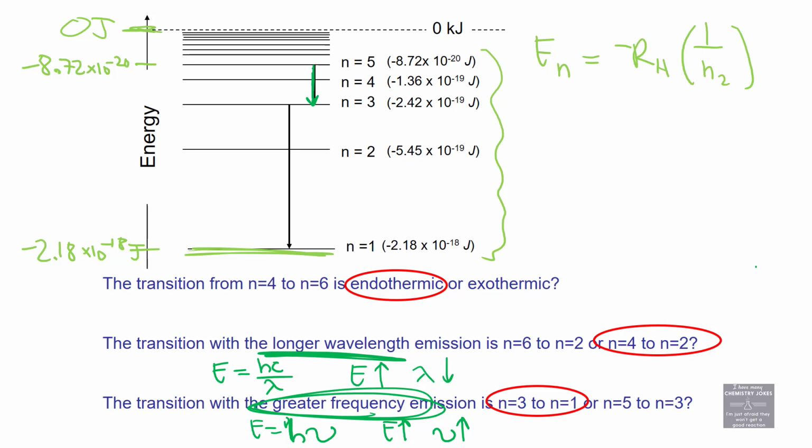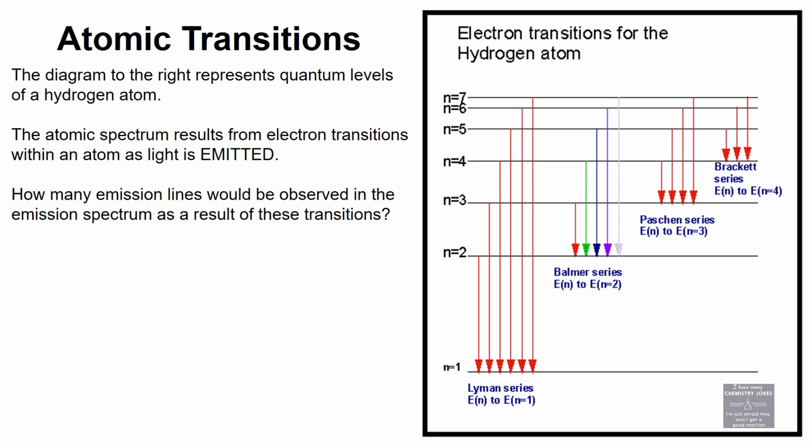All right, a couple more questions on these energy diagrams. Here are energy levels of a hydrogen atom. How many emission lines would be observed in the emission spectrum as a result of these transitions? Well, for every transition, every down arrow, you observe an emission line. These emission lines are not all in the visible region, but you observe an emission line for each of these transitions. So all I've got to do is count the arrows. 1, 2, 3, 4, 5, 6, 7, 8, 9, 10, 11, 12, 13, 14, 15, 16, 17, 18. I would see 18 emission lines in this spectrum.